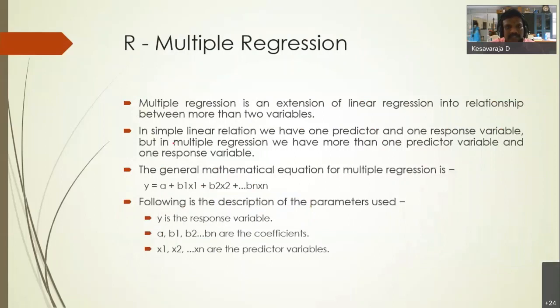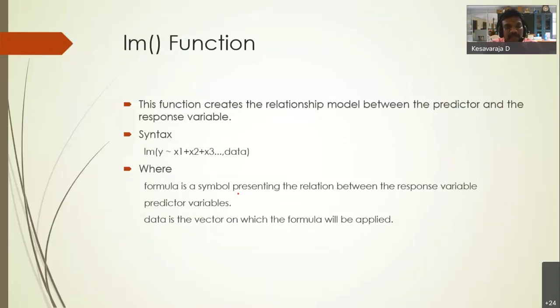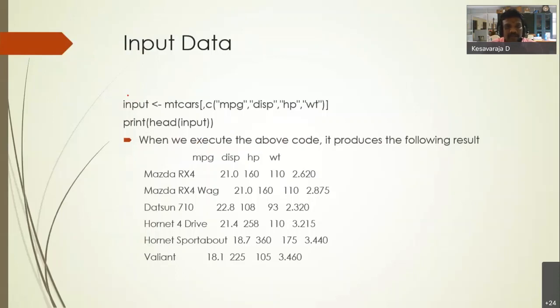Now multiple regression, please listen. Same thing, here Y equals A plus B1X1, B2X2, up to BNXN, so it has multiple features. So LM of Y tilde symbol, instead of X, here X1 is the first variable, X2 is the second variable, the second feature, and X3 is the third feature. I'm giving an example.